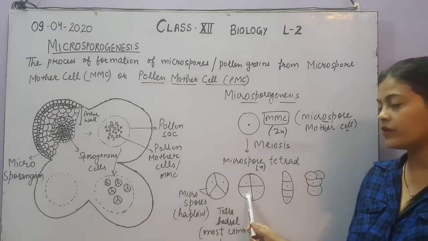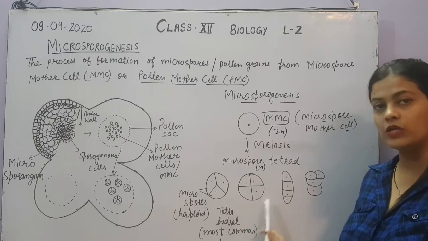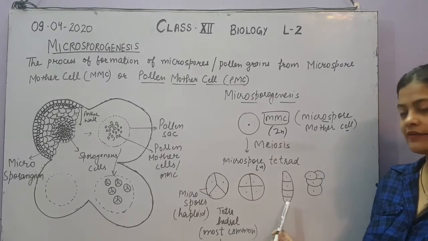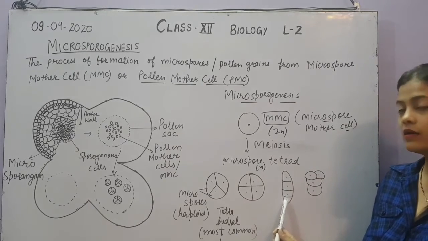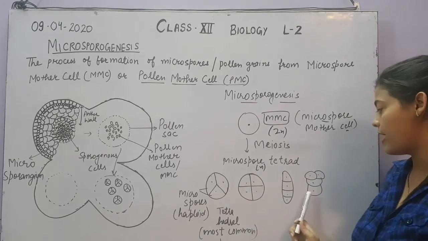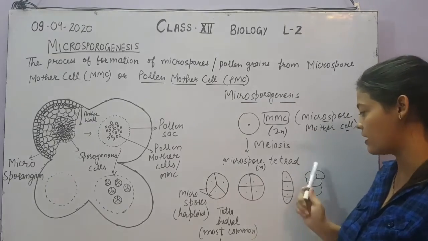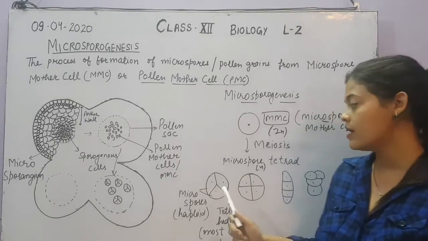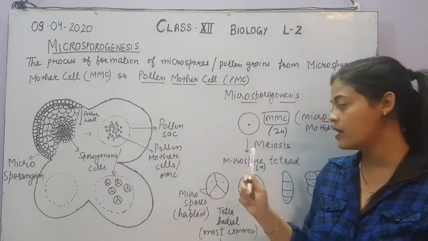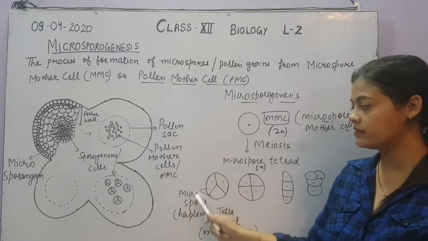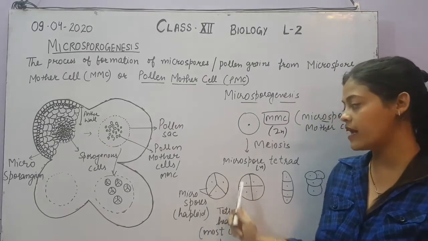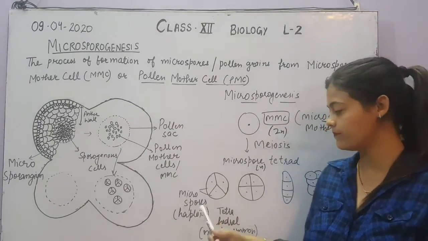Next one is this kind of arrangement in which all the 4 are present in a circular manner. You can see the 4 microspores in a tetrad. This is a linear condition in which the 4 are arranged in a linear manner. And this is an isobilateral condition in which they are arranged isobilaterally. I have just shown you the different types of arrangement of microspores. But the most common type is this tetrahedral condition. In most of the plants, flowers, this type of microspore tetrad is formed.